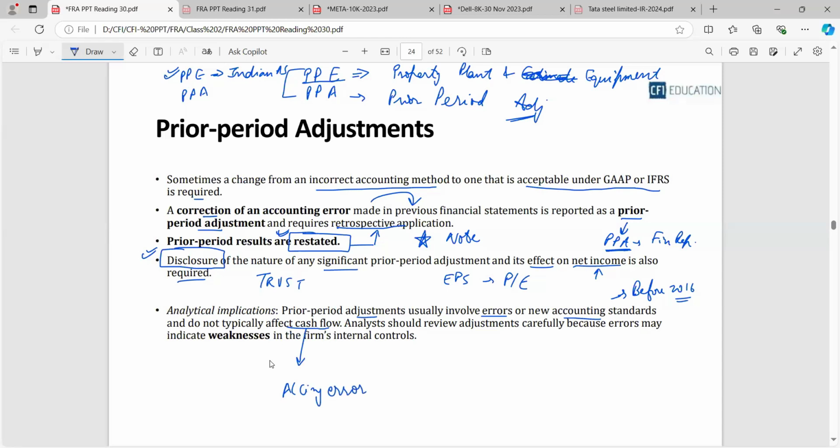So it doesn't make sense that our cash flows might be affected, and the analyst should review adjustments carefully because errors may indicate weakness in the firm's internal controls. And in the USA, it is actually studied as a part of SOX. SOX stands for Sarbanes-Oxley Act. It's actually an act in the USA, but it is always studied as a part of a case study in doing the internal controls analysis checklist for any firm.